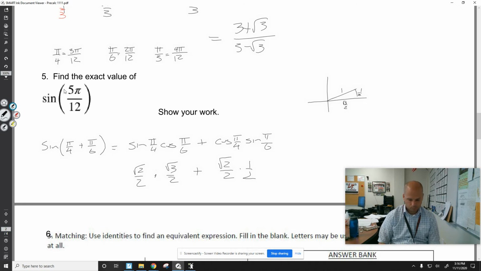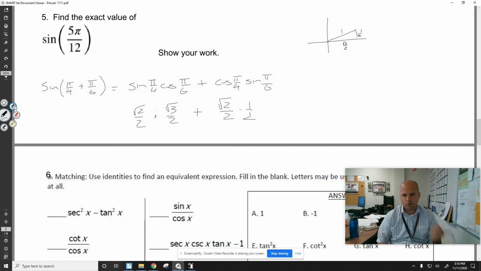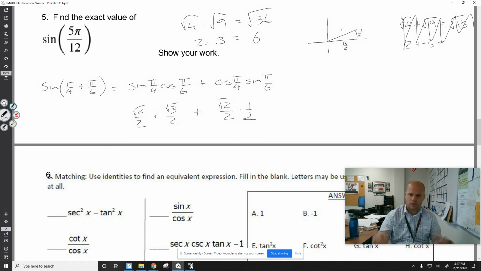Giving me root 2 times root 3. I can do root 2 times root 3, just like I can do root 4 times root 9. That's root 36, right? That makes sense. Root 4 is just 2, root 9 is just 3, root 36 is 6. That's good. What I can't do is root 4 plus root 9 and tell me this is root 13. Square root of 13 is not 2 plus 3. I should get 5. So don't do any simplification with addition, just multiplication. So this turns into root 6 over 4. This turns into root 2 over 4.